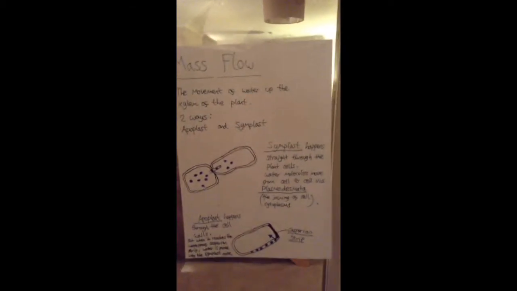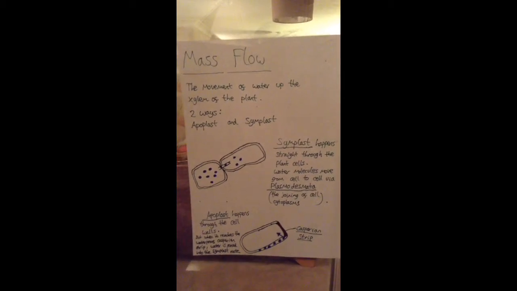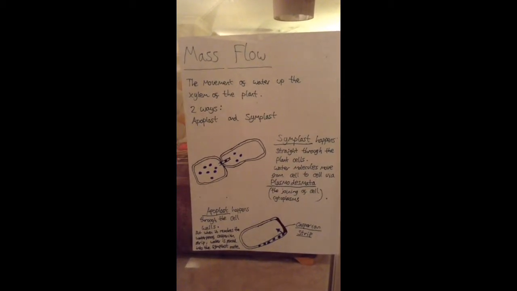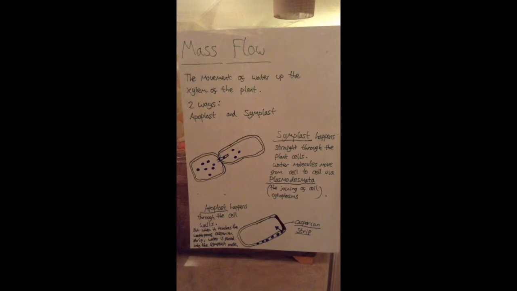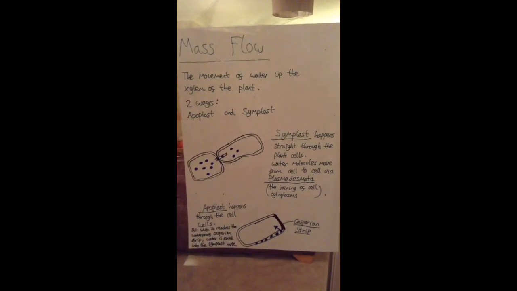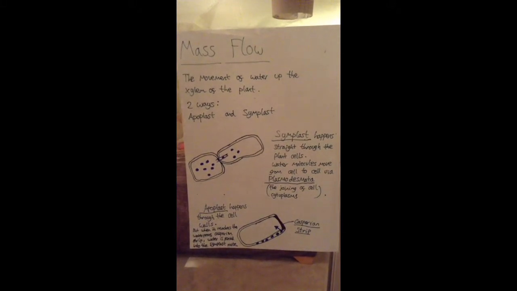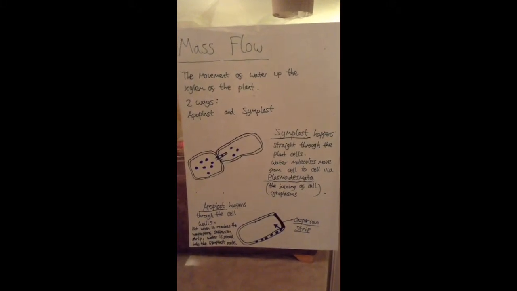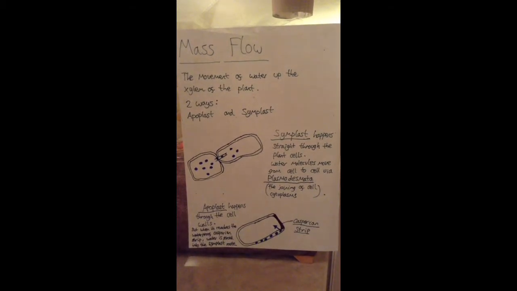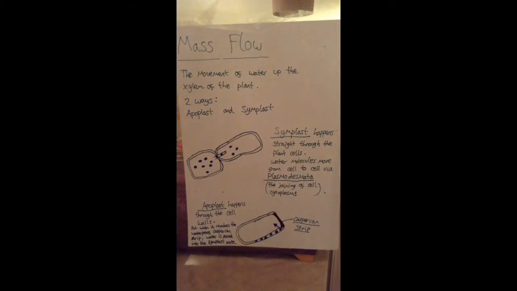Once in the root, the water has to reach the xylem of the plant. And this is called mass flow. And also the movement of water up the xylem is also mass flow. And this can happen in two ways. And this uses the plant cells. So there's the apoplast and the symplast way.